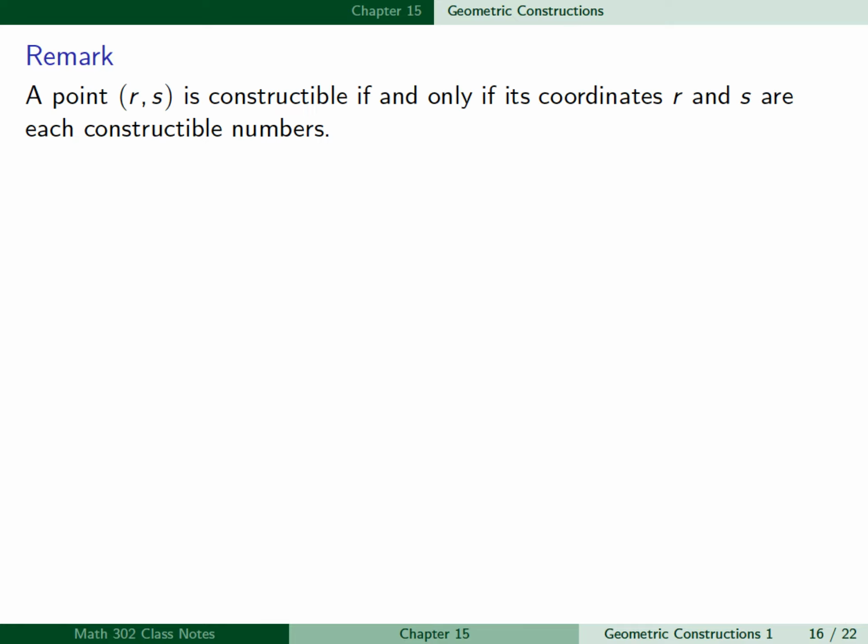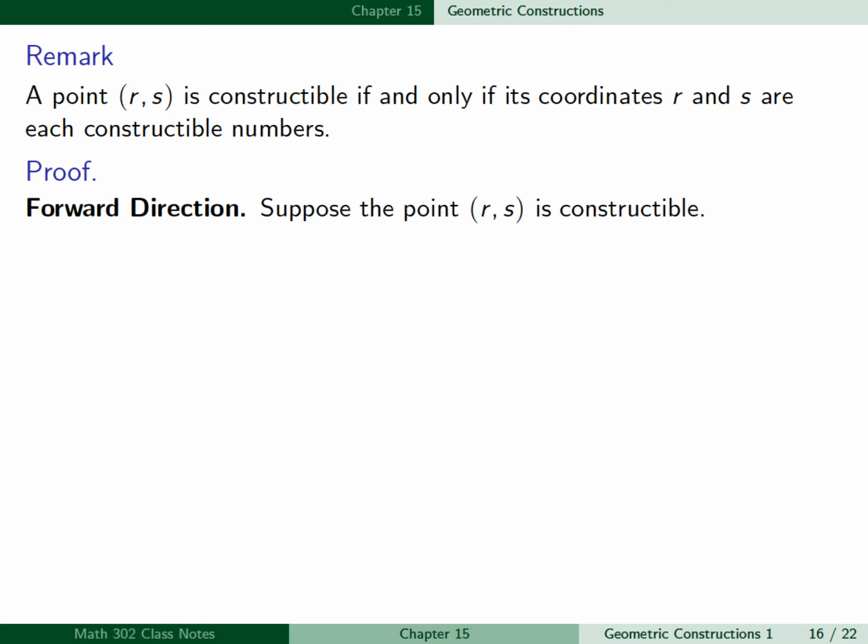For a second remark, a point (r, s) is constructible if and only if its coordinates r and s are each constructible numbers. So to prove this, for the forward direction, we suppose the point (r, s) is constructible. We need to show that each of the coordinates r and s are constructible numbers.